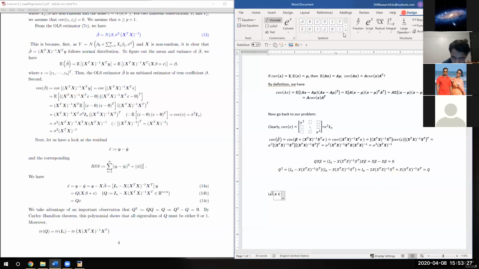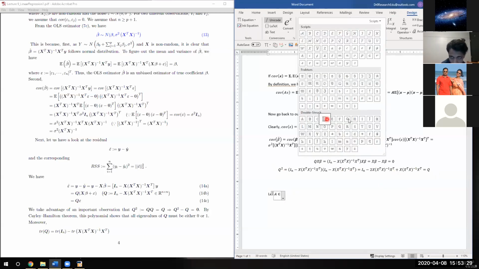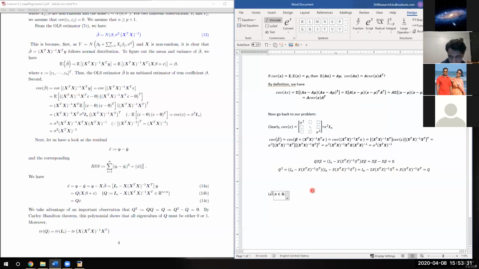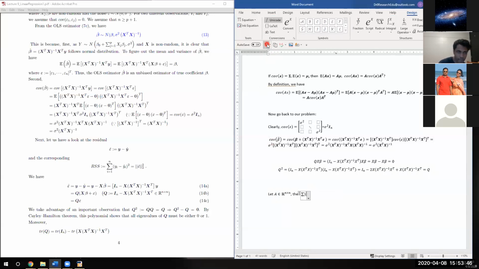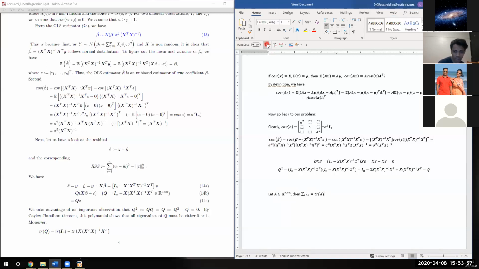Let me find an R here. Where's R? Let's say A is n by n. Then the sum of lambdas is equal to the trace of A. Okay, I'm talking about this.